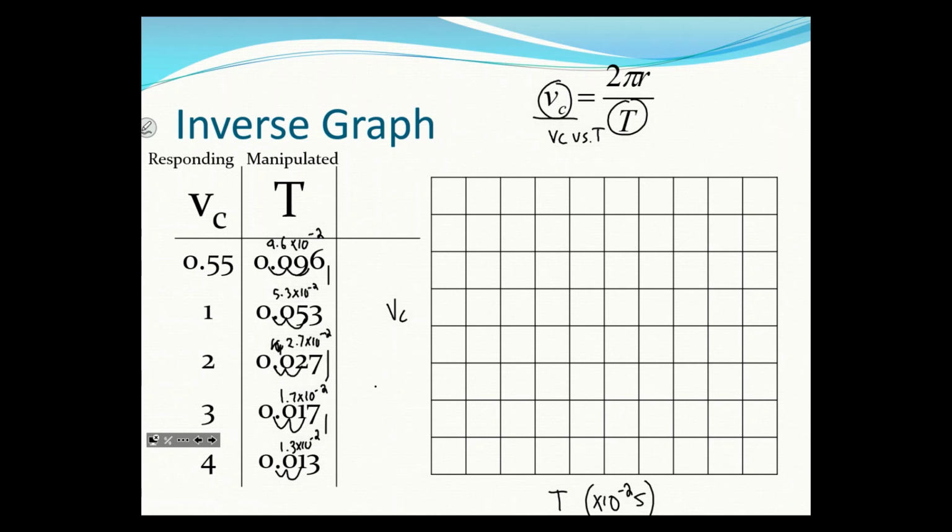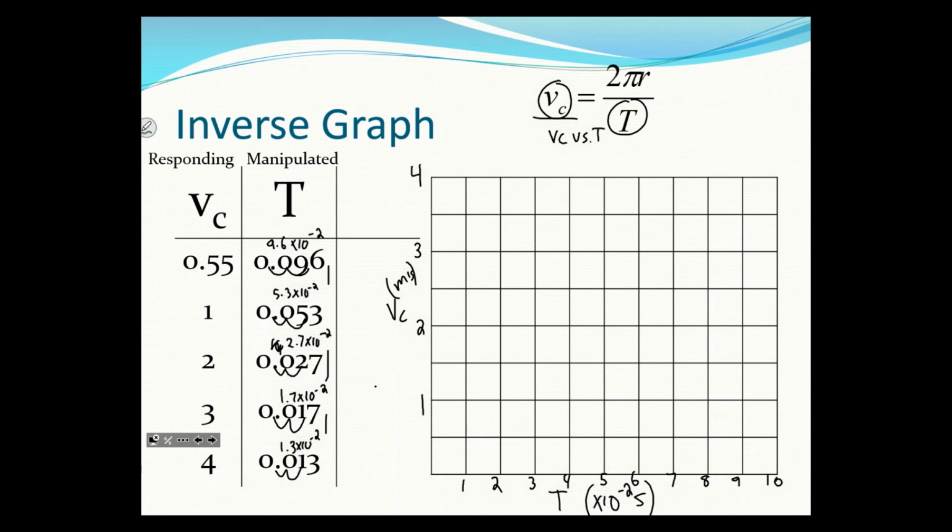Now we're going from 1.3 to 9.6, so we just have to go 1, 2, 3, 4, 5, 6, 7, 8, 9, 10. And then VC is just your speed in a circle, so it's going to be meters per second. And we can just go 1, 2, 3, 4. So now we've got our graph all set up, and we can graph out this information.